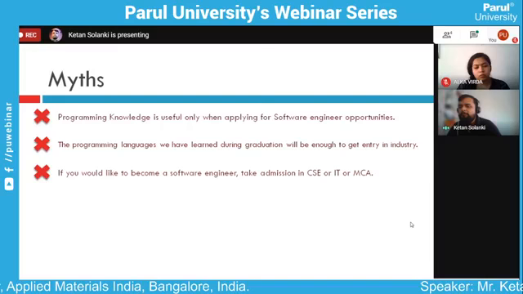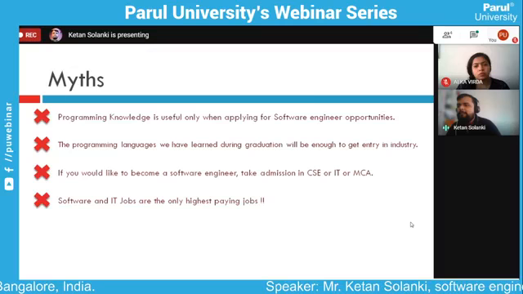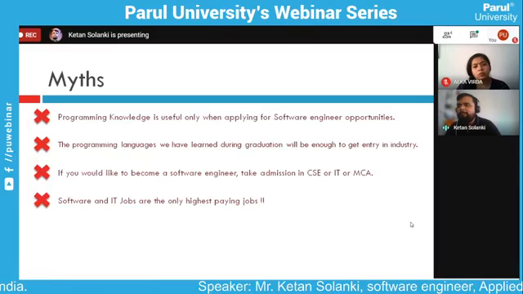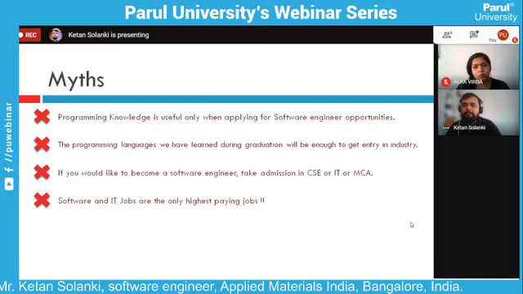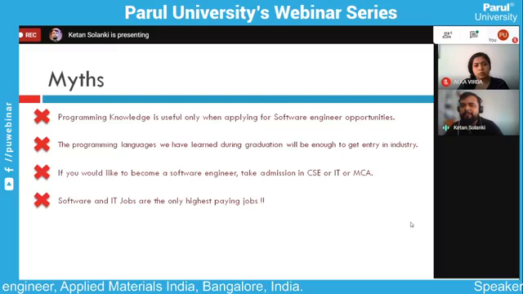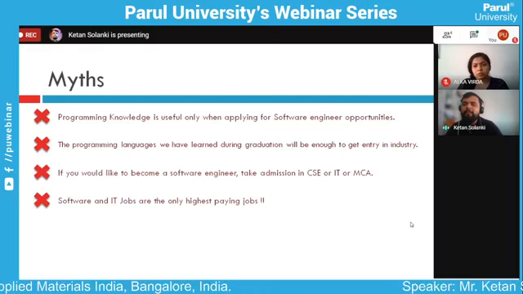Then another myth is that software and IT jobs are the highest paying jobs. Again, this is a myth. If we are a hardware engineer or technologist, there are posts that are also high paying jobs. As a civil engineer, or an electrical engineer, these are high paying jobs too.